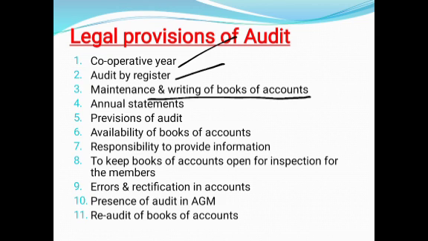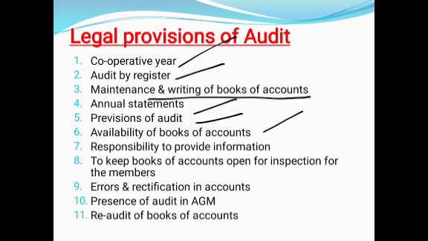If you want to give your books for the audit, you should maintain all the books very well and write all the transactions in your books. Then the annual statement: if you are mentioning the cooperative year, one year's full financial statement should be mentioned for audit purposes. Then provisions of audit. If you have any provisions, such as outstanding taxation, everything should be provided at the time of the audit reports.